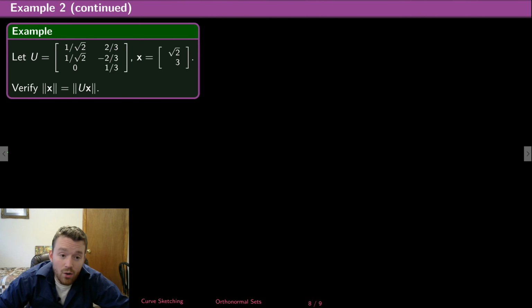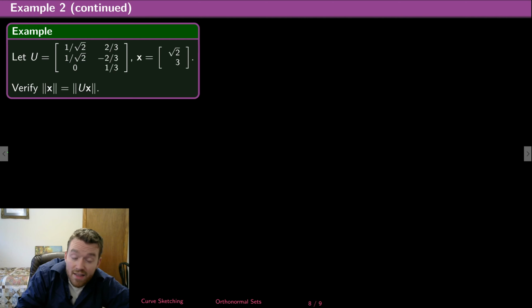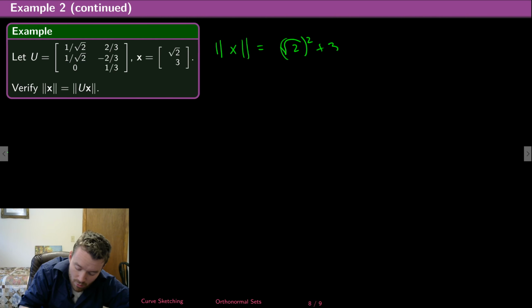Okay, I want to check now, I want to verify the first property in this theorem. I'm going to do it with the example we've already looked at. So let U be the matrix in the previous example, and x be this new vector, root 2, 3. I want to verify that the norm of x is equal to the norm of Ux. So first I'll check the norm of x. The norm of x will be the square root of root 2 squared plus 3 squared. So this is 2 plus 9 under a square root. This is the square root of 11.